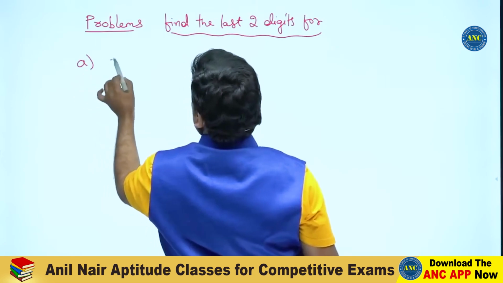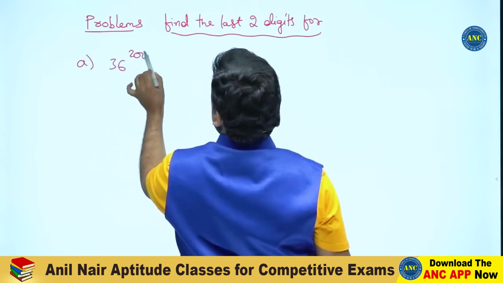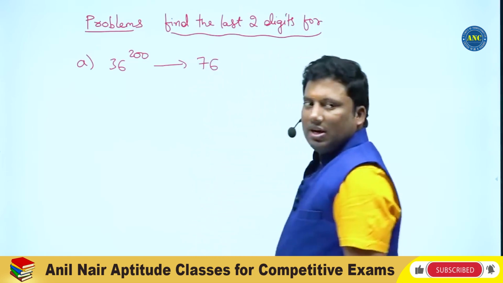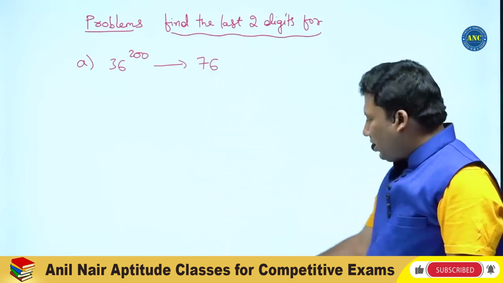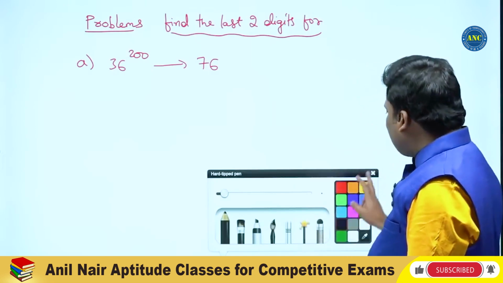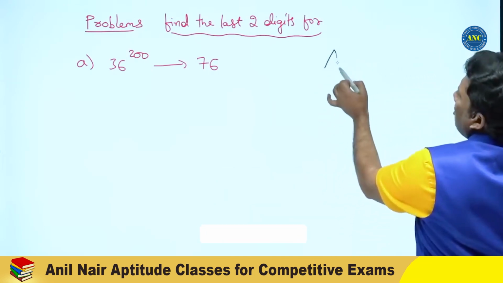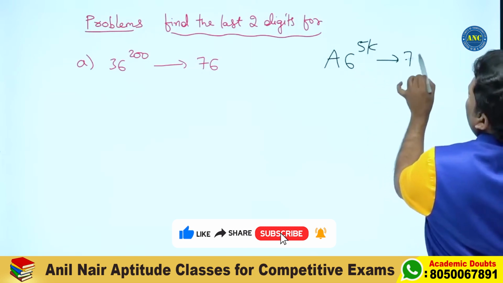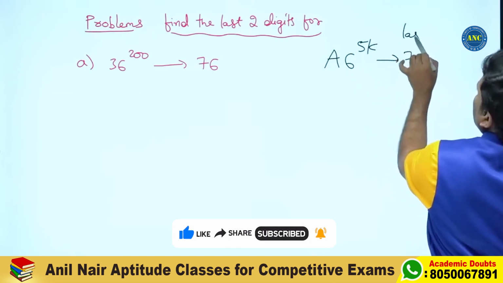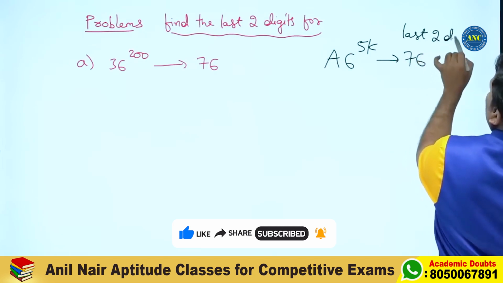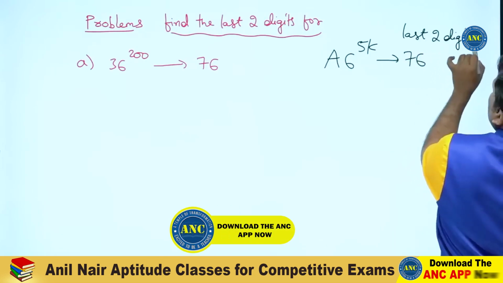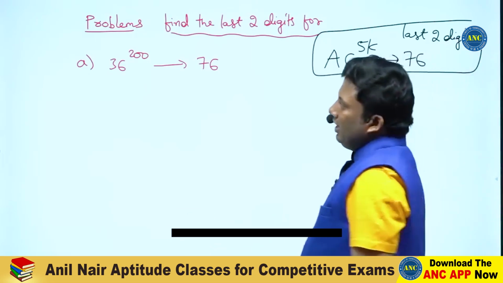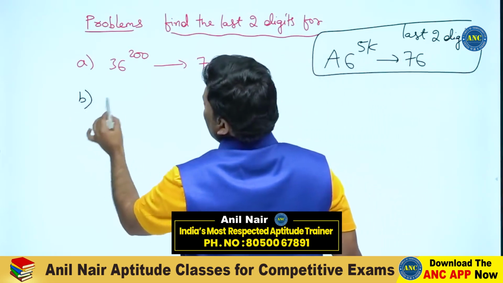First question: 36 power 200. Answer is directly 76. So what is the logic? Any number ending with 6, if the power is a multiple of 5, the last two digits will be 76. Idea clear? A6 power 5k, directly you will get the answer.